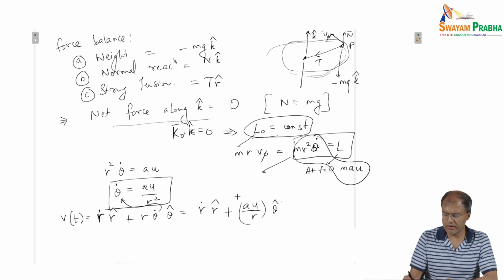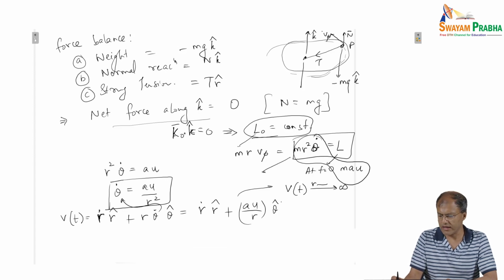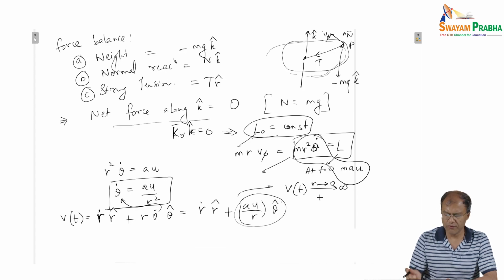Notice, a thing to notice here in this formula is that v of t goes to infinity when the particle is coming closer and closer to the center. So when r goes to 0, because of this component here, v of t goes to infinity.